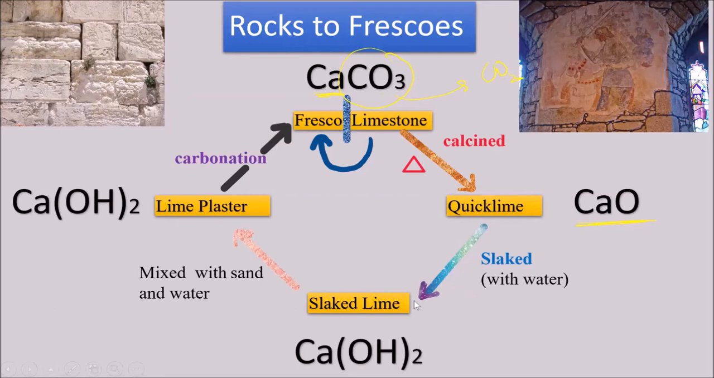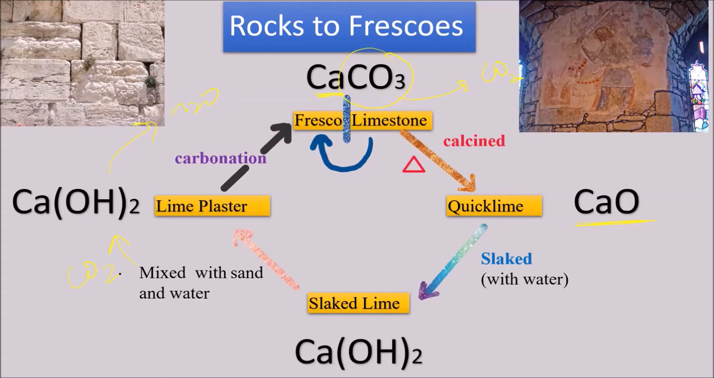This slaked lime, which is calcium hydroxide, is mixed with sand and kept wet. Now it is in a paste form, so it can be applied on walls. Once it dries on the wall, it becomes calcium carbonate, the limestone, again. In the process of drying, it takes up the carbon dioxide which it had lost. So water is removed and carbon dioxide is taken up from the air, and instead of OH groups, a CO3 group is added.